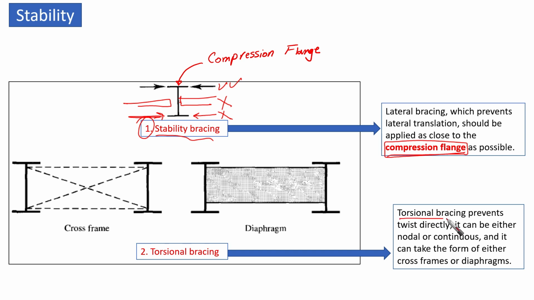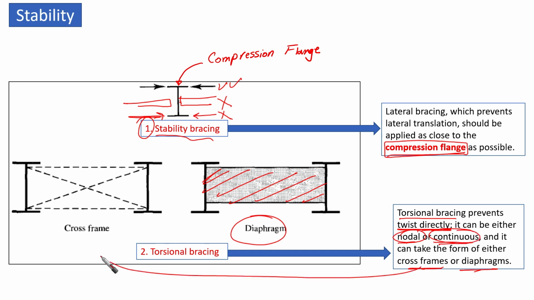And for the case of torsional bracing, it prevents twist directly. As you can see, this is very effective in preventing twisting, right? It can be either nodal or continuous, and it can take the form of either cross frames or diaphragms. That means we have two types here, nodal or continuous, and cross frame, something like this, or diaphragm, something like this. Okay, that is something nodal, that is we can control along the cross section itself.